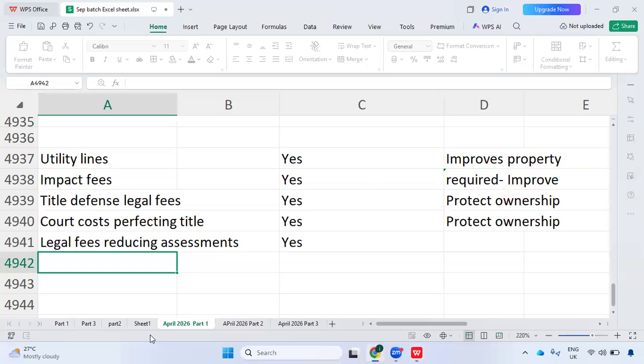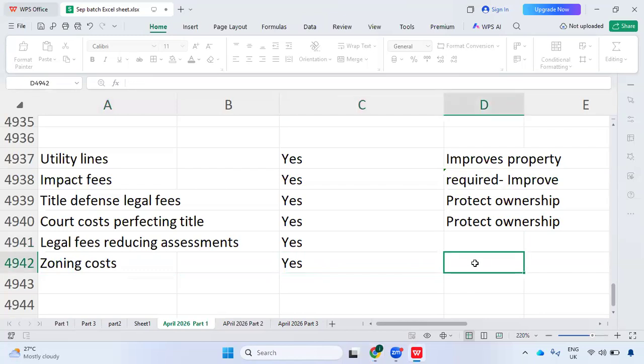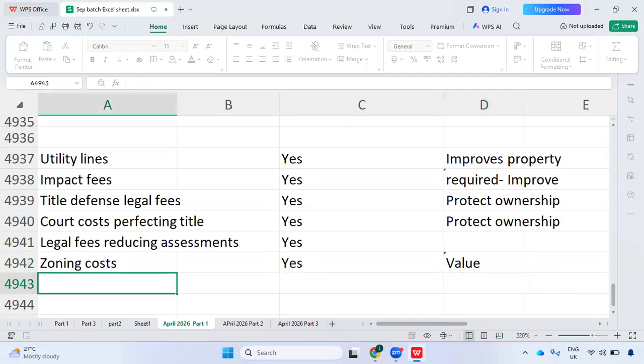And zoning cost. What is zoning cost? It's like the local government will decide to convert a property either from residential to commercial or commercial to residential. In this case, we need to pay. So this will add the value of the property, so this will be added to the basis.